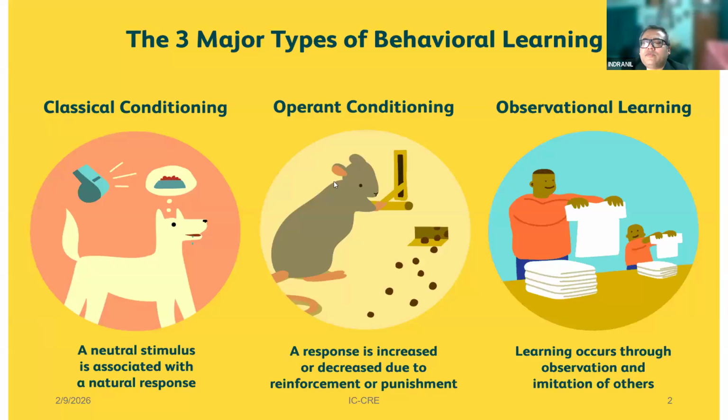First, I have to explain the three major types of behavioral learning. As we all know, the first is classical conditioning given by Pavlov. That is, a neutral stimulus is associated with a natural response. So with an unconditioned stimulus, gradually there will be a conditioned response. And when we give rehearsal, the bond will be strengthened.